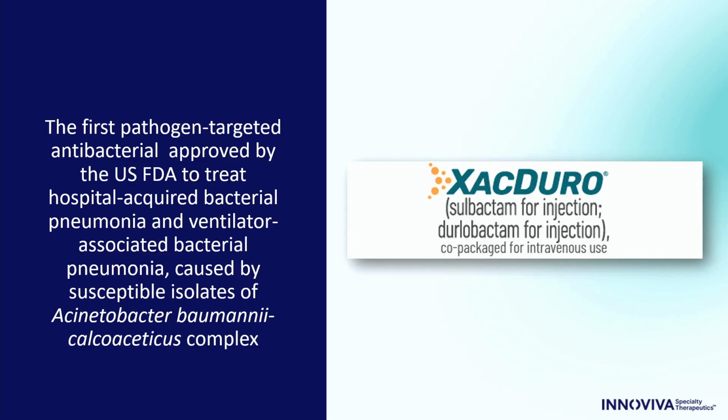With that said, I'm going to talk a little bit about the story of XACDURO. This is the first pathogen-targeted antibacterial approved by the US FDA to treat hospital-acquired bacterial pneumonia and ventilator-associated bacterial pneumonia caused by susceptible isolates of Acinetobacter baumannii-calcoaceticus complex. We just received approval in May. I'm going to tell you a little bit about the story of the discovery, the development, and how we got to where we are today, and hopefully where we're going in the future.